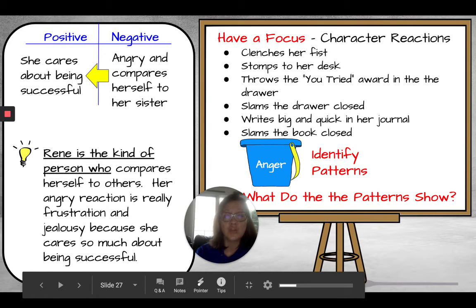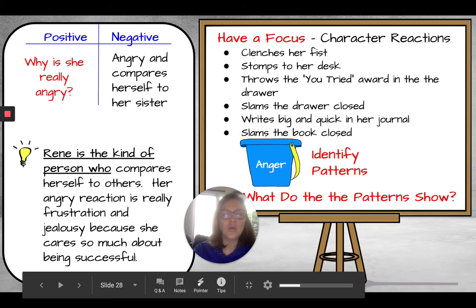When you are doing your work, I want you to not only have a focus, not only pay attention for all the examples that you can find, not only come to looking for a pattern, but also when you get to what do the patterns show, maybe you could try looking at one side and seeing what's the flip. Why is the character that way? And then from that, what kind of person is your character? Try that work today and see how that works for you.